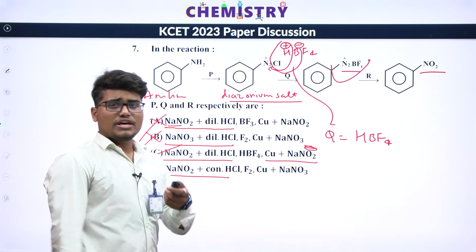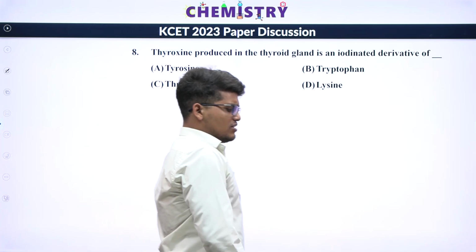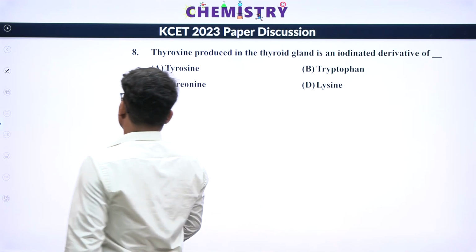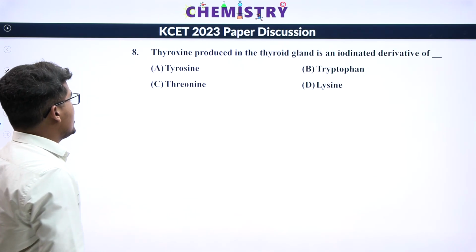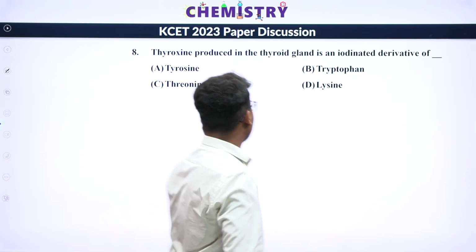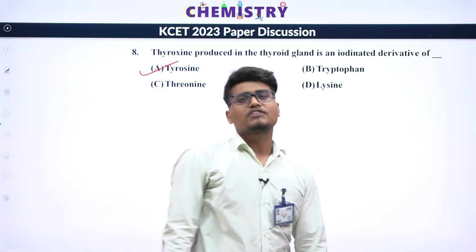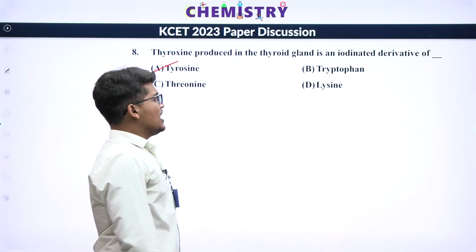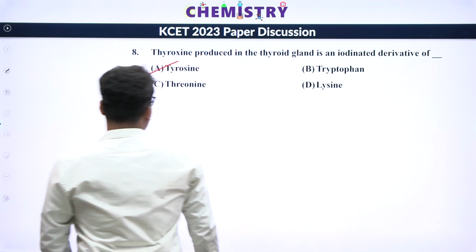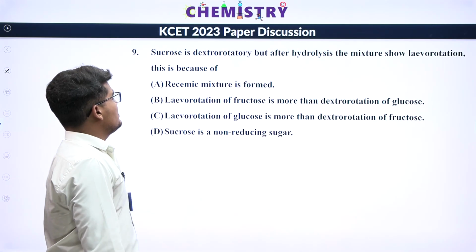Okay. Now come to the 8th part. Look, this is just a learning part, a theoretical concept. According to the question, they are saying that thyroxine produced in the thyroid gland is an iodinated derivative of tyrosine, that you have to understand. Correct. This is again a mug-up question basically. You have to learn this question. I think the bio students will know. Okay, A will be the option. You can check. Okay. Next question will be the 9th question.